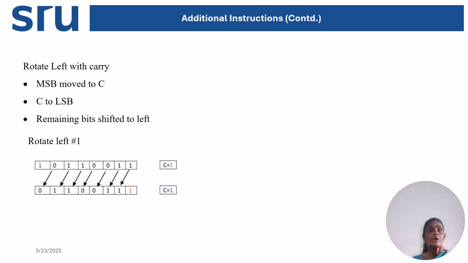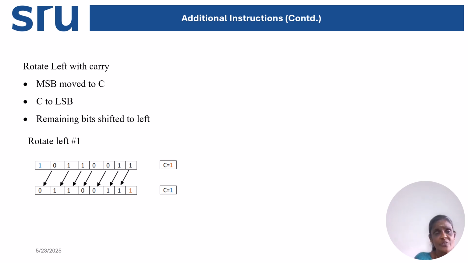And next one, rotate left with carry. So what is the condition? MSB is moved to carry. Carry is moved to LSB. Remaining bits are shifted to left. So in this example, we are rotating left by 1 bit only. So the example is 1 0 1 1 0 0 1 1, and assuming with the carry, carry is assumed to be equal to 1.